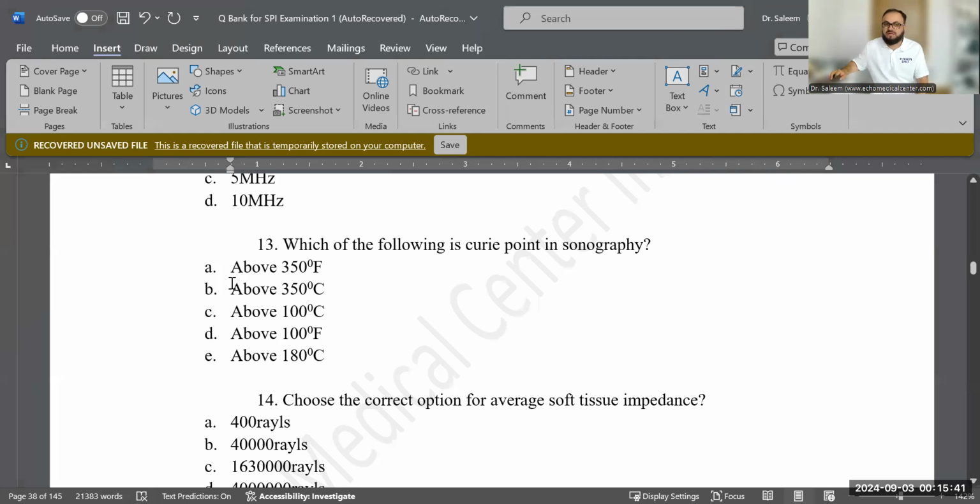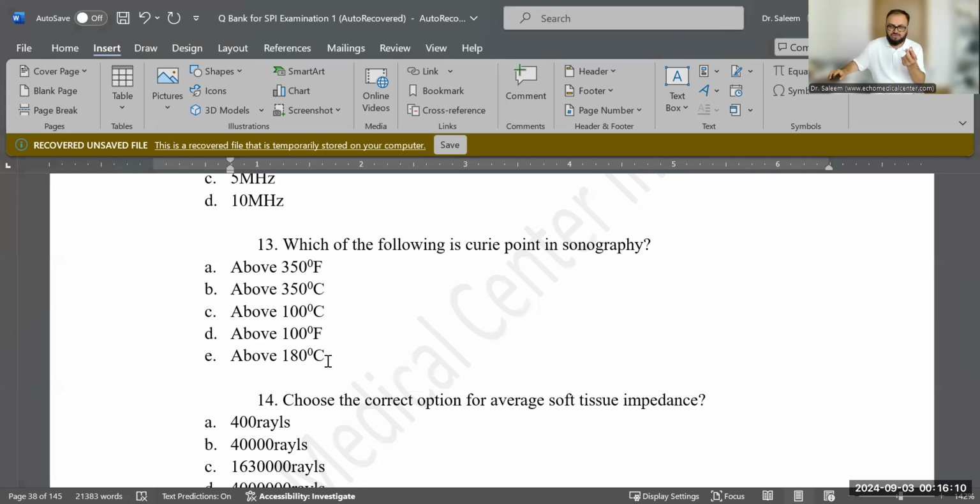What do you think? Is it above the 350 Fahrenheit? Is it above the 350 Celsius centigrade? Is it above the 100 Celsius? Is it above the 100 Fahrenheit? Or is it above the 180 Celsius or centigrade? In which heat the crystal will lose their property? Yes, B is the correct answer. Yeah, above the 350 Celsius.